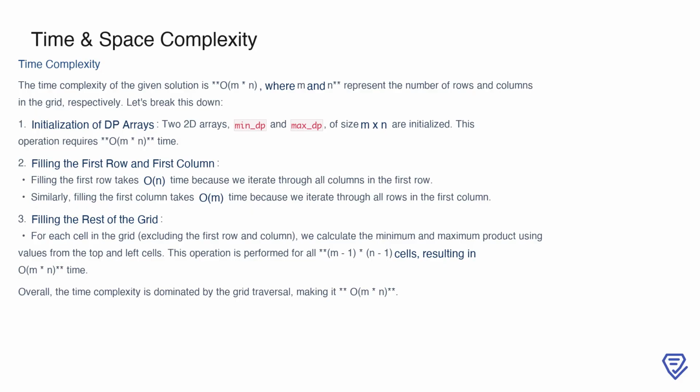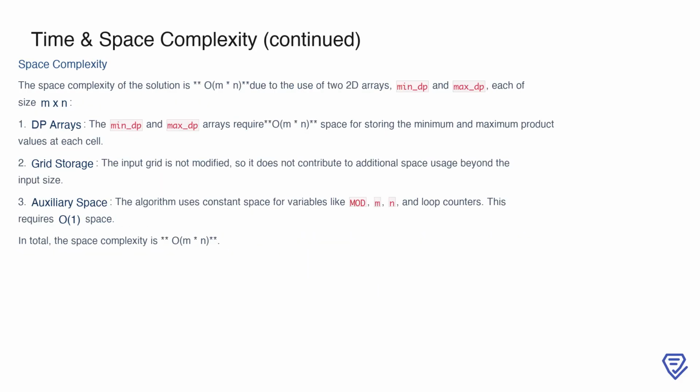Finally, we process the rest of the grid. For each cell, we calculate the minimum and maximum product based on values from the top and left neighbors. This operation is repeated for every cell except those in the first row and column, which amounts to (m-1)*(n-1) cells. Since this step also requires O(1) operations per cell, it totals to O(m*n). When we combine all these steps, the dominant factor is the grid traversal, resulting in an overall time complexity of O(m*n).